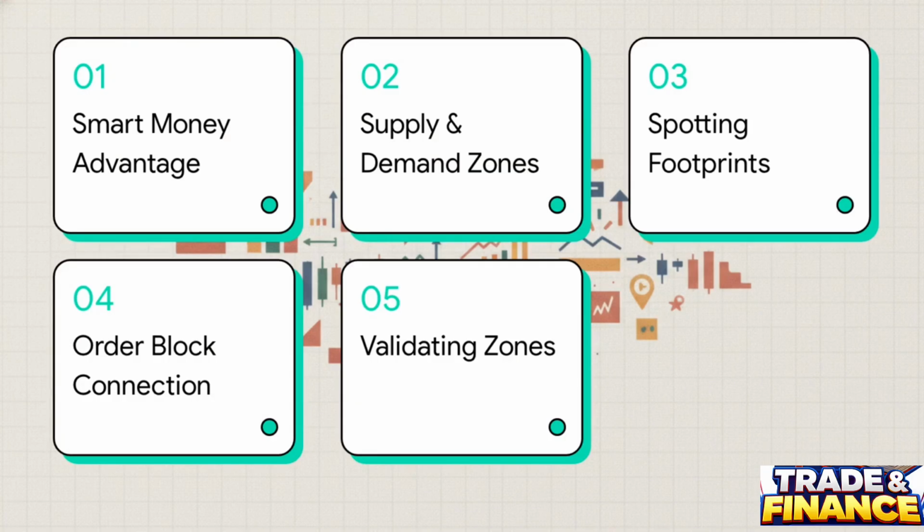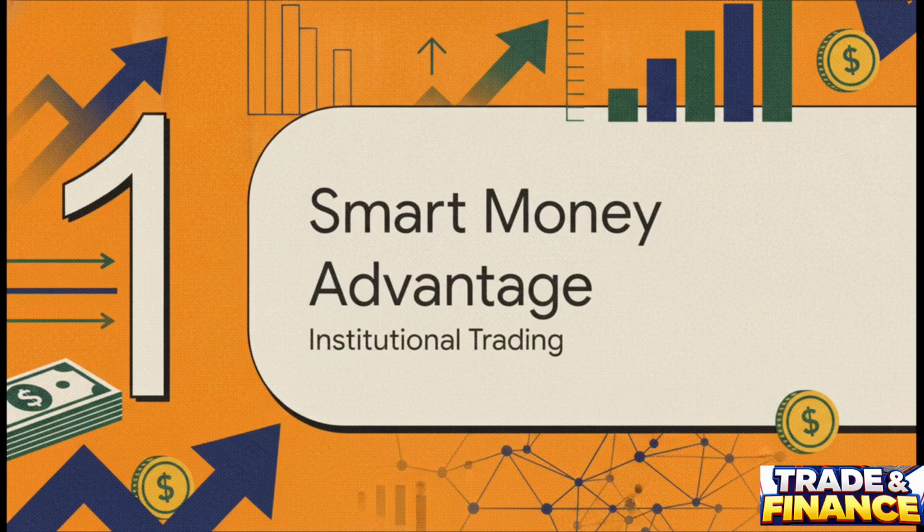Here is our roadmap for today. We'll cover the smart money advantage, supply and demand zones, spotting institutional footprints, the order block connection, and finally, validating and trading those zones. Let's get to it. Starting off with Section 1, the smart money advantage.